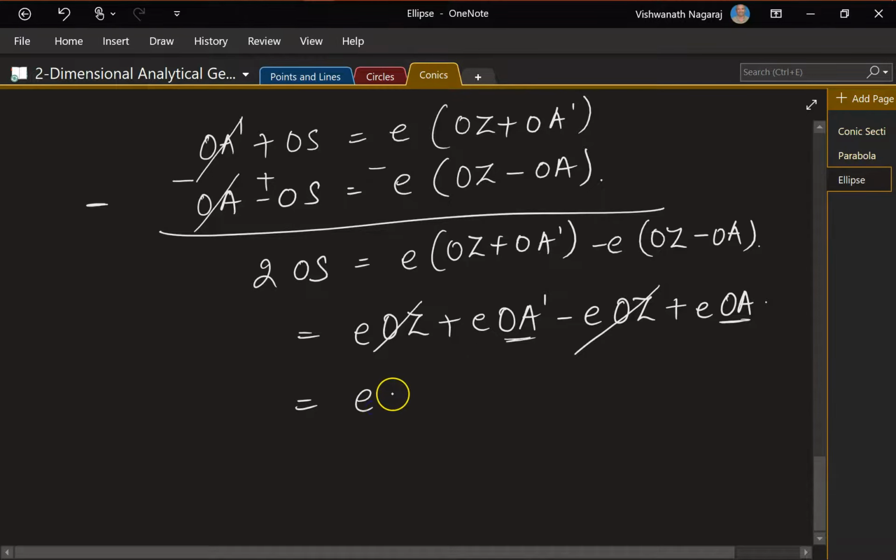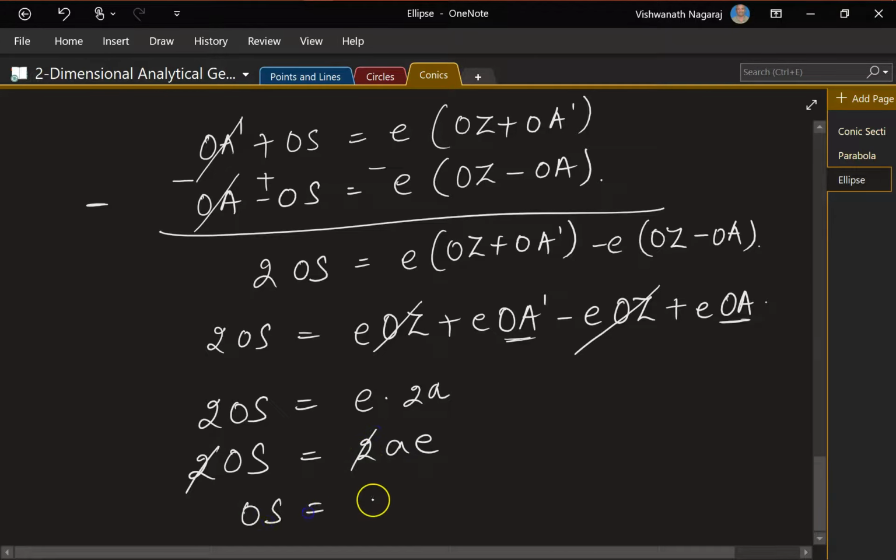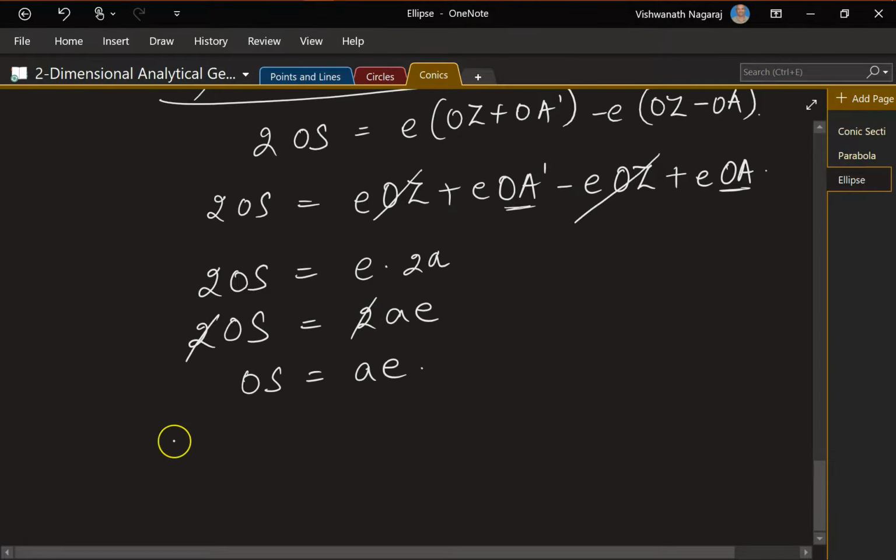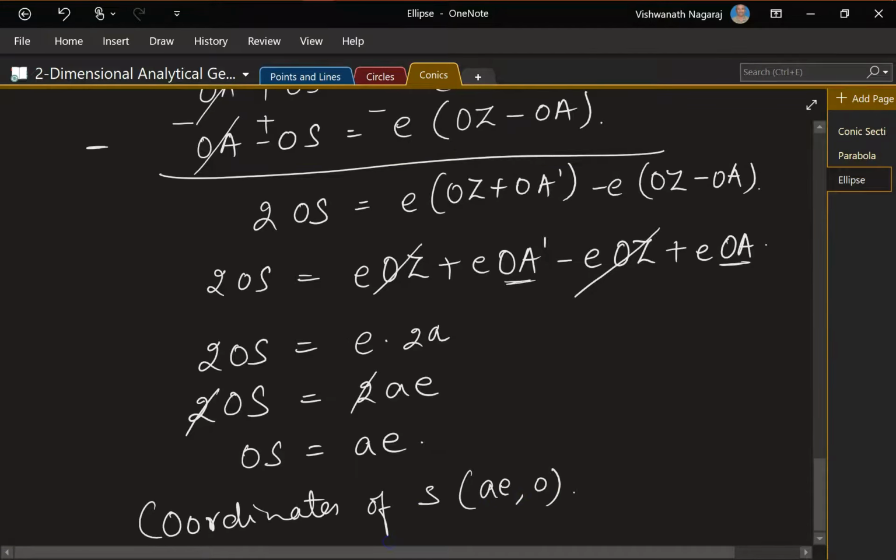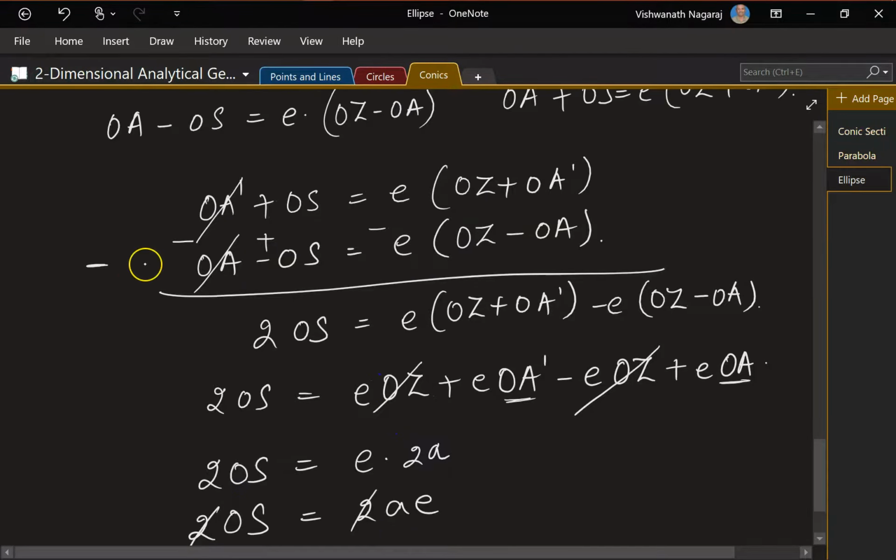So E times 2A, or 2AE, and here you have 2OS. So the 2 gets cancelled. We are left with OS equal to AE. So the coordinates of S are going to be AE comma 0. Okay, so we did the subtraction to get the OS.